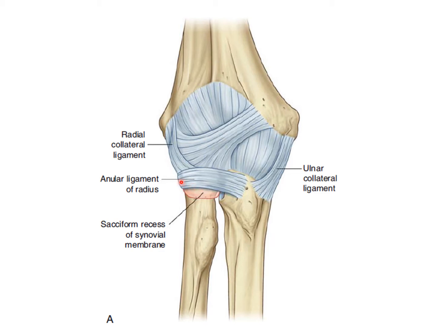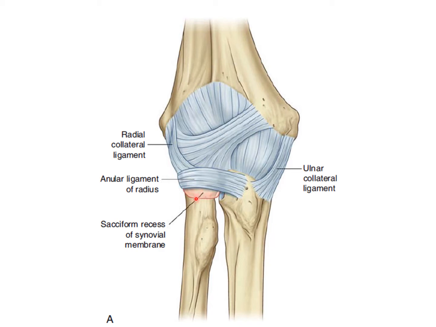That's why it is known as annular ligament. And here we also see a recess. This is the synovial membrane, which is just below the annular ligament, and already you know in a synovial joint there is a mucous membrane which secretes synovial fluid, known as the synovial membrane.